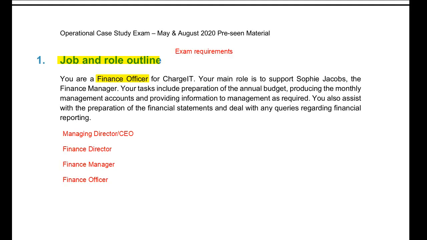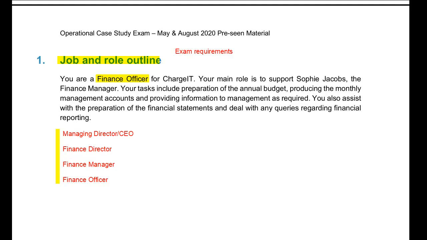will report directly to the company's finance manager, i.e. the next staff member up the hierarchical ladder, who in turn will then report to the company's finance director, responsible for overseeing the entirety of the company's financial operations, who in turn will then report to the managing director or CEO of the business as a whole. Okay, so you may be thinking this is all well and good, but what relevance does this have to me and my passing of this operational case study exam?